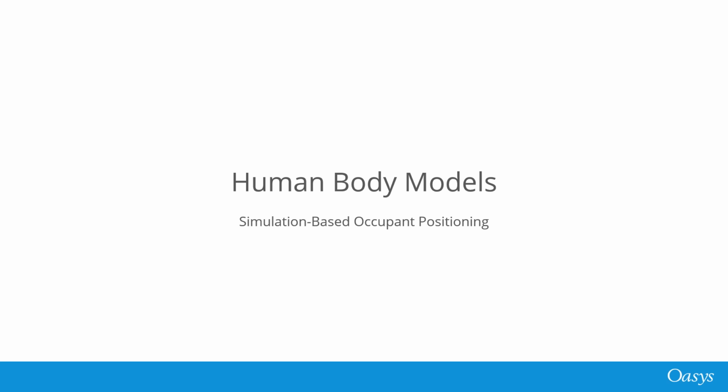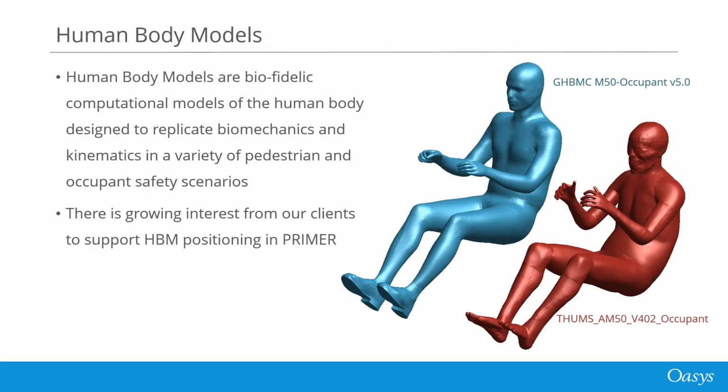So I'd like to move on now to talk about how the tools I've talked about so far can be used to position human body models. So as you'll know, human body models are biofidelic computational models of the human body designed to replicate biomechanics and kinematics in a variety of scenarios. We've had growing interest from our clients to support human body model positioning in Oasys Primer.